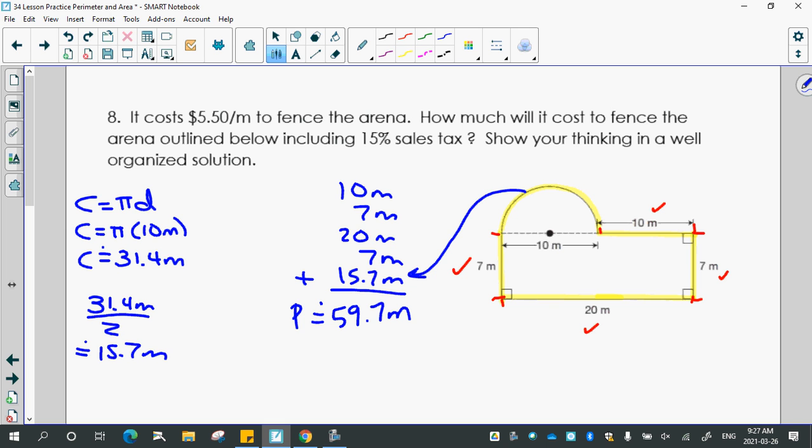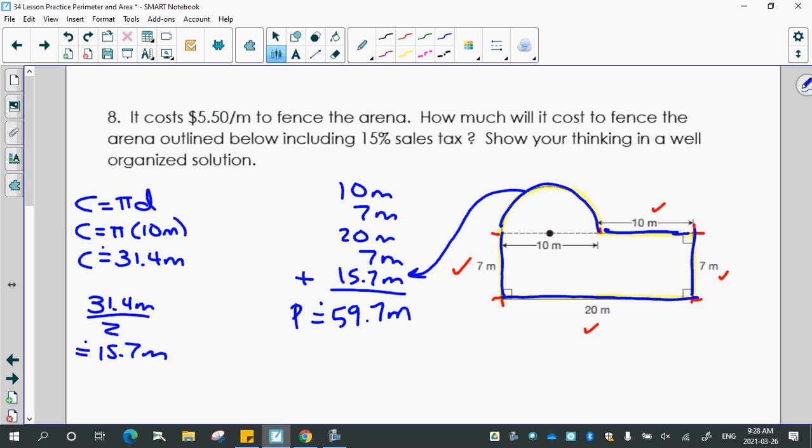Does that make sense to everybody? To get the perimeter, you haven't answered the question yet, but that's how much fencing we need. We need this 10, plus this 7, plus this 20, plus this 7, plus this 15.7. And then we fence the whole thing. Okay? Any questions so far?